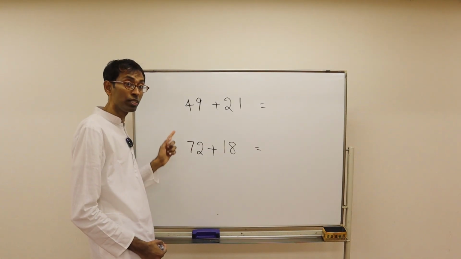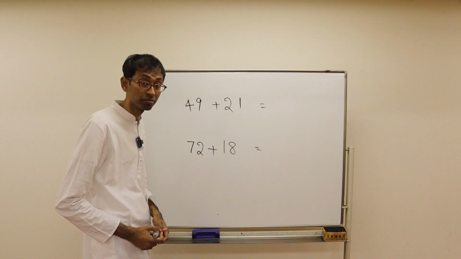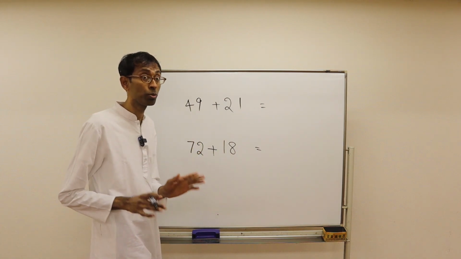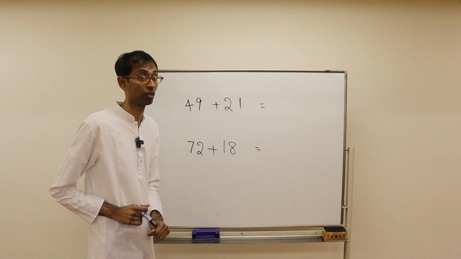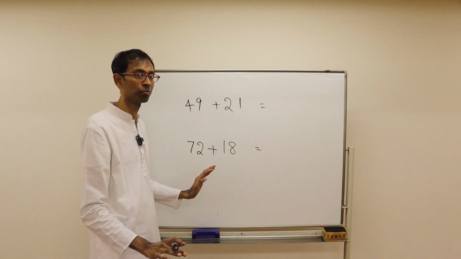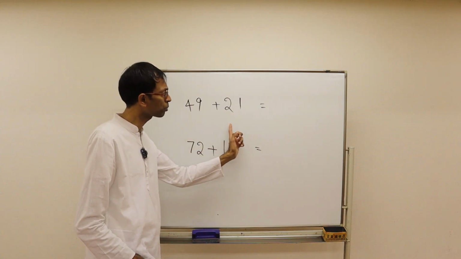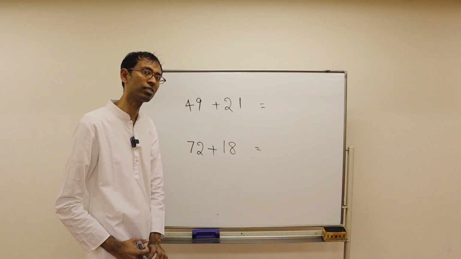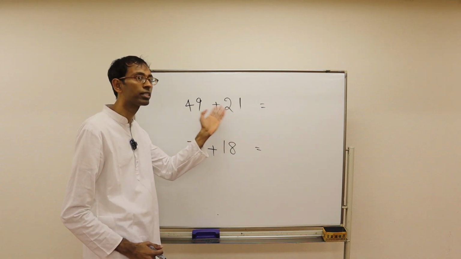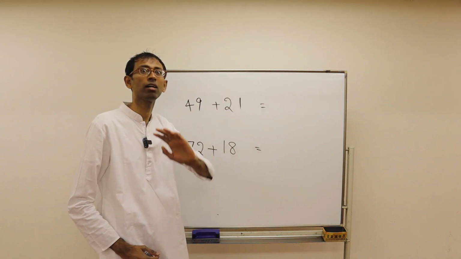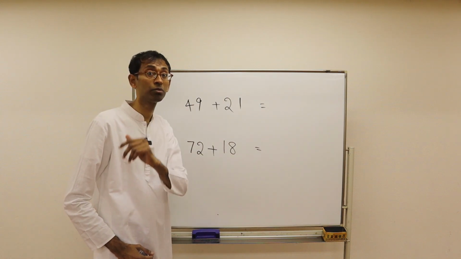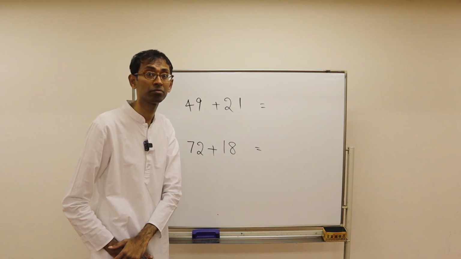Okay, now can you do these two problems by yourself? The answer is going to be a multiple of 10. Okay, now I have erased that circle. Now just look at this problem and try to come up with the answer. Just count the number of tens and write down the answer. Pause the video and try yourself.